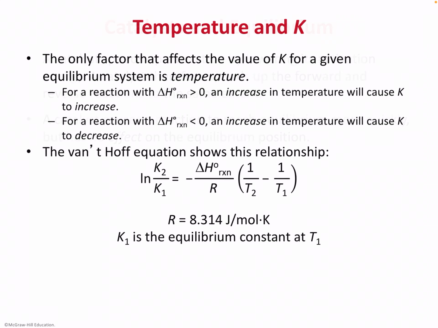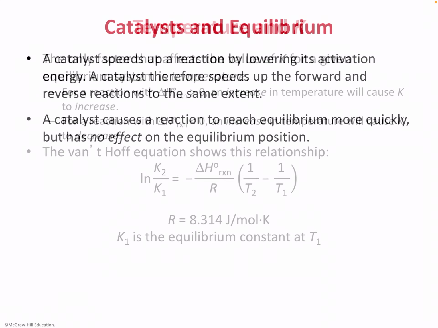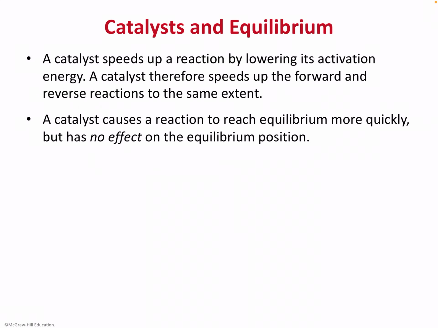Okay, so that's how the temperature affects the equilibrium constant, and then either the products or the reactants of the system. And then the last one, catalysts and equilibrium. A catalyst speeds up a reaction by lowering its activation energy. We learned about this in the previous chapter. A catalyst therefore speeds up the forward and reverse reaction to the same extent.